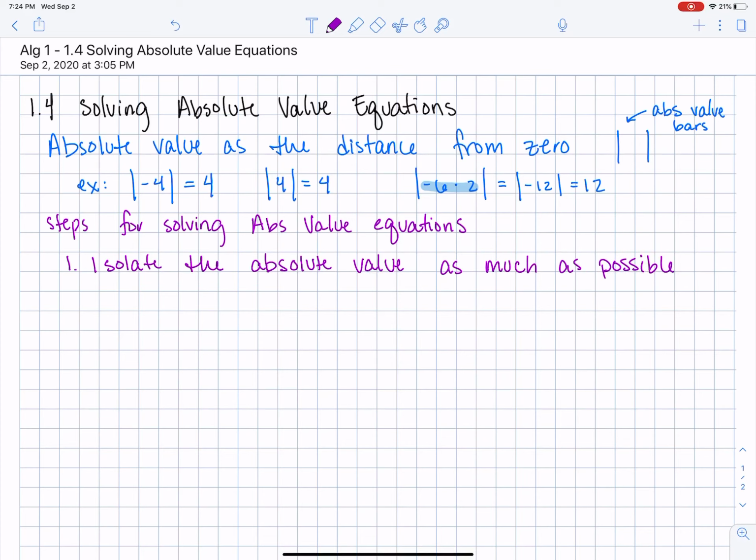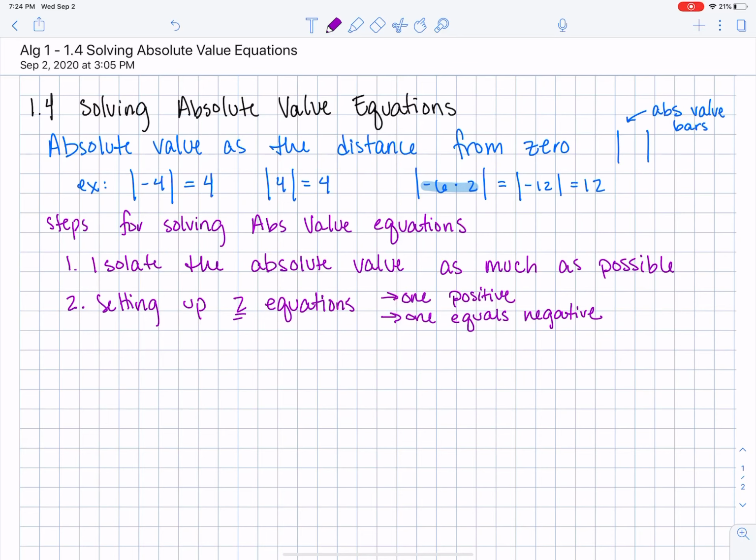All right, and then once you have that, you're going to break down those absolute value bars by setting up two equations. One equals positive, one equals negative. Then, of course, once you have those equations, you're going to solve using inverse operations.